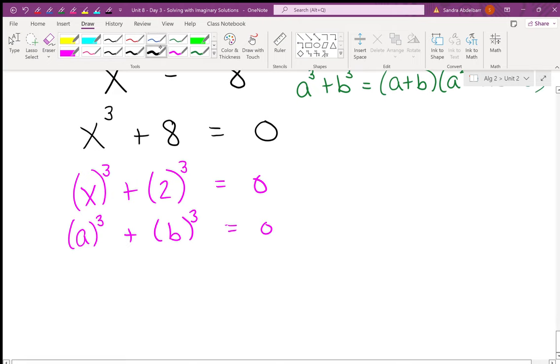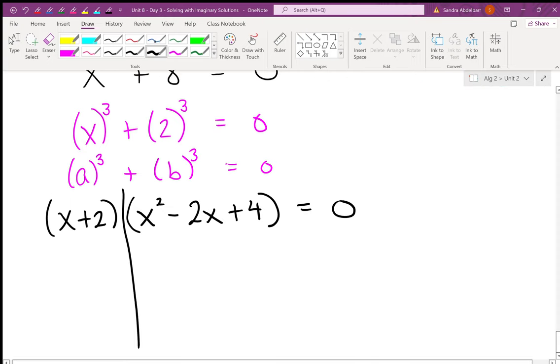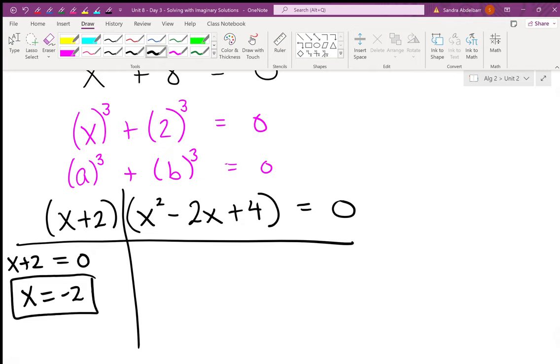So now we factor. So we're going to have an a plus b. So we're at x plus 2 times a squared, which is x squared, plus ab, minus ab, which is going to be a 2x, plus b squared, which is plus 4, equals 0. Now can I solve? Could try. So now I'm going to have x plus 2 equals 0, so x gives us negative 2. We found that on our own, right? But now it's the other two that we need to work on.